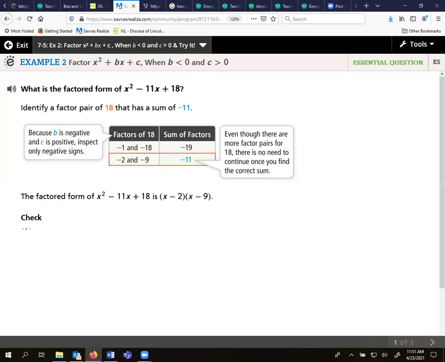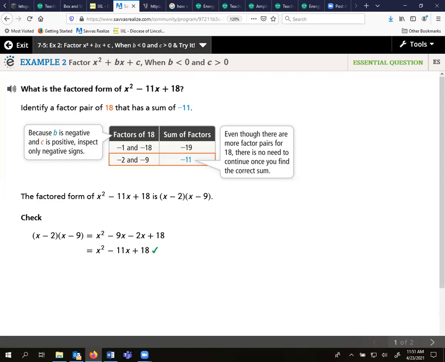Then you can go back and check it by multiplying, and you should get the original thing. So if you take x minus 2 times x minus 9, you get x squared minus 9x minus 2x plus 18, which simplifies to x squared minus 11x plus 18, which is the same thing we started with.